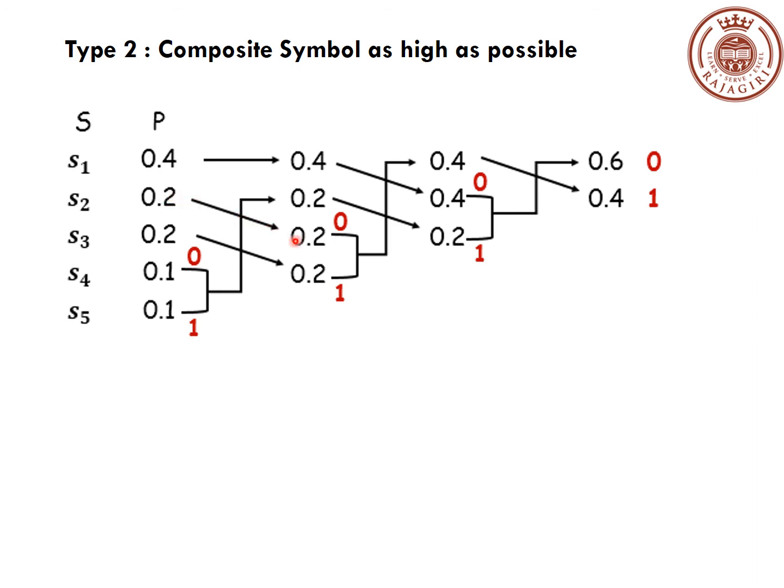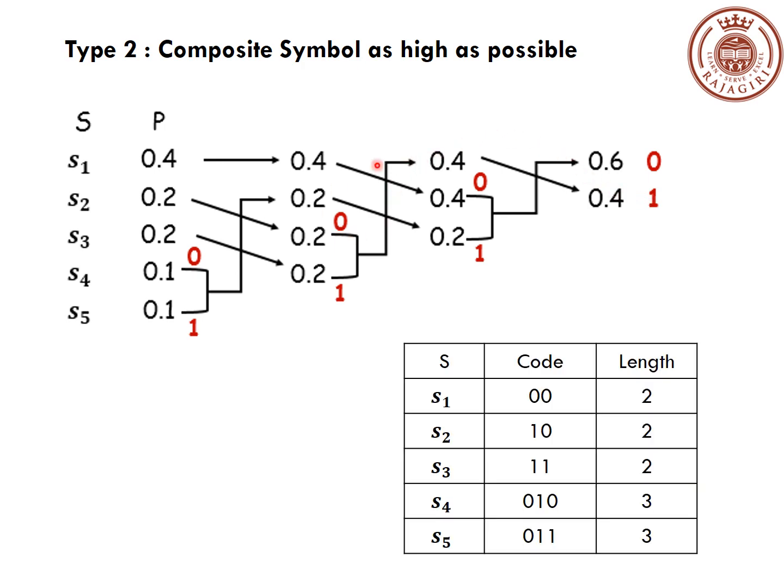Next S2, the 0.2 is the probability. To trace it, it was here, it's a composite symbol and it is given here, and then you have the 0.4 here. So the value for S2 is 10.